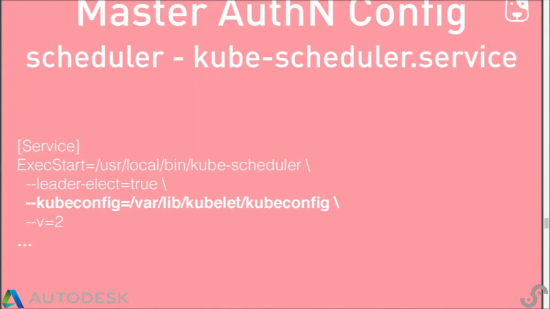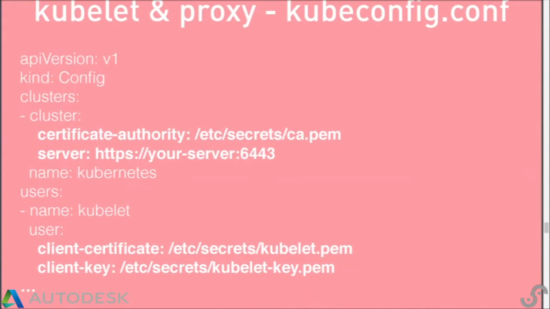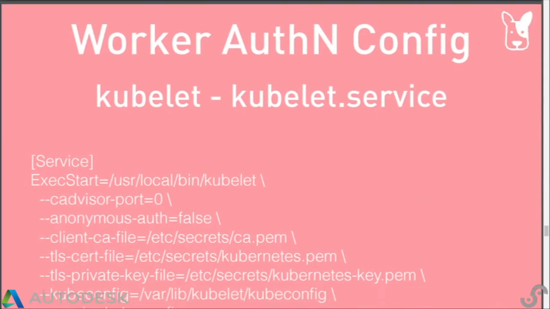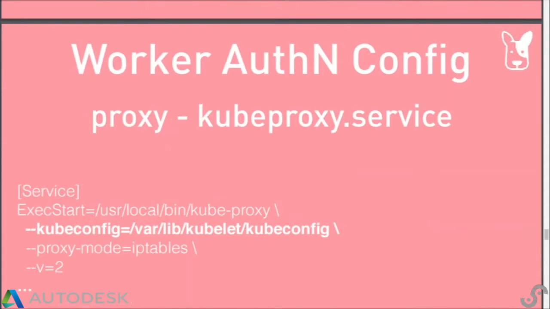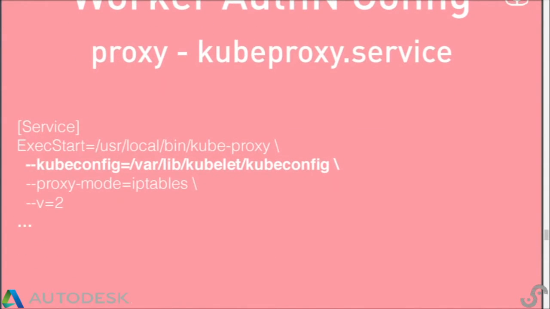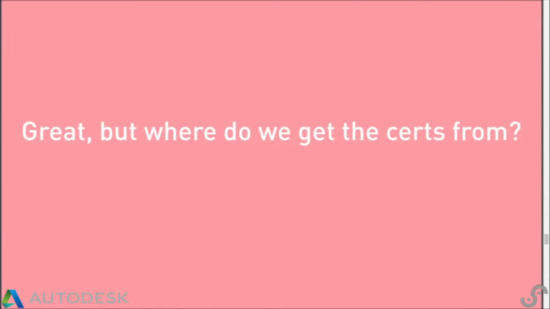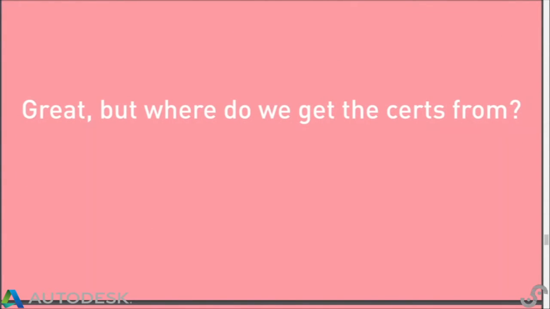Scheduler config. This just pulls in all the same config that was specified in the earlier kubeconfig file. This is that file actually, the kubeconfig. And the kubelet, this is again the part running on the workers. And the proxy also pulls in that same kubeconfig here. Okay, great. So that's all fine and dandy. We know how to configure it now.